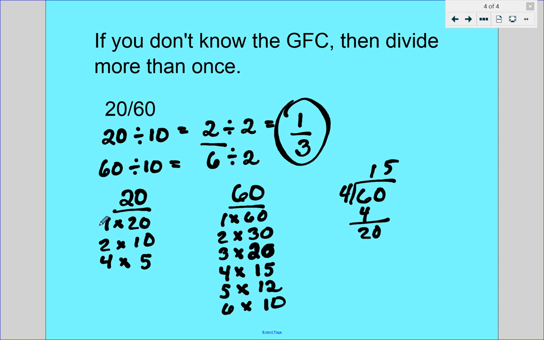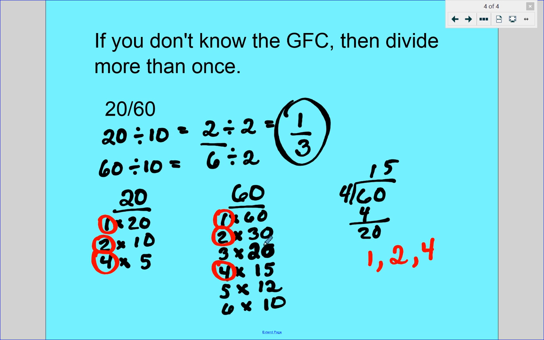So what do we have in common? This one has a 1, this one has a 1. I'm going to write a 1 over here. I have a 2 here, I have a 2 here. I have a 4 here, I have a 4 here. I always start with the lower number and then look and see if the larger number has it, because the larger number is probably going to have different ones, but if we start with the lower, we can figure it out.